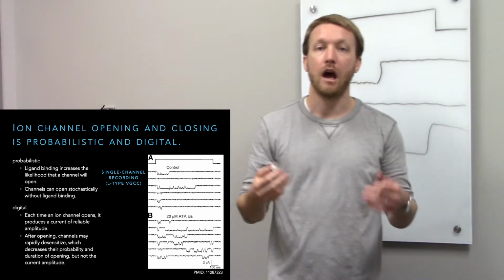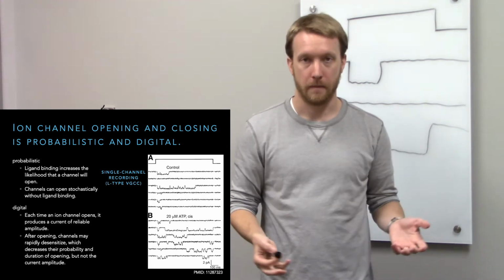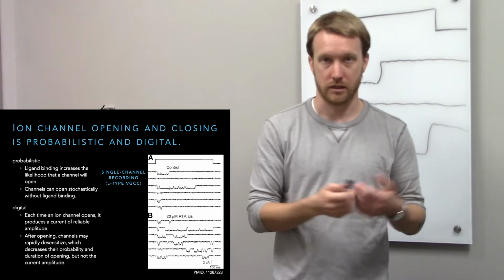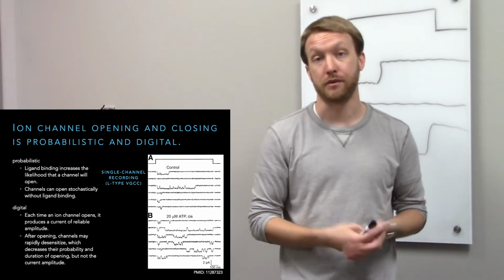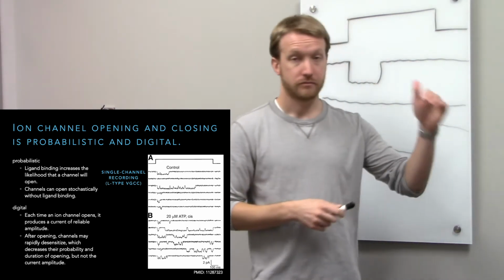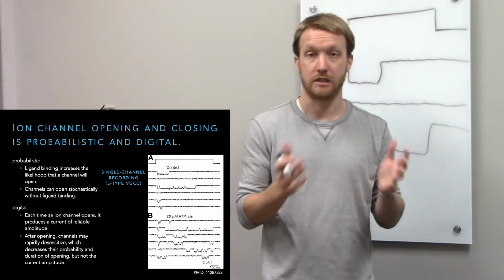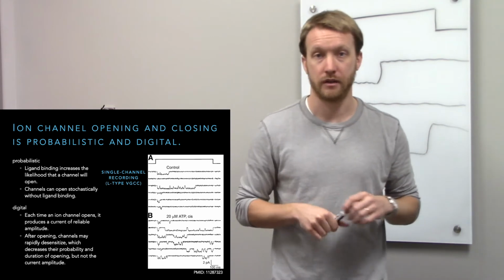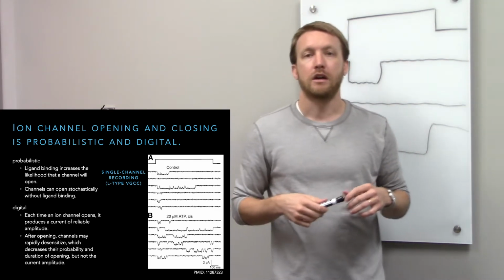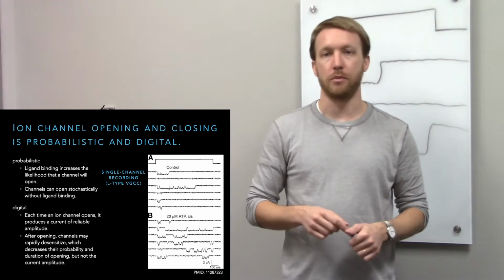So you'll notice you don't always get the same response from the same input. And that's because ion channels work based on probability. So their opening and closing is probabilistic. And we call it digital because it's either open or it isn't. You get a reliable current. When it opens, you get the same amount of ion flux. If the channel's open, ions move. If it's closed, they don't. And if it's blocked, they don't either.